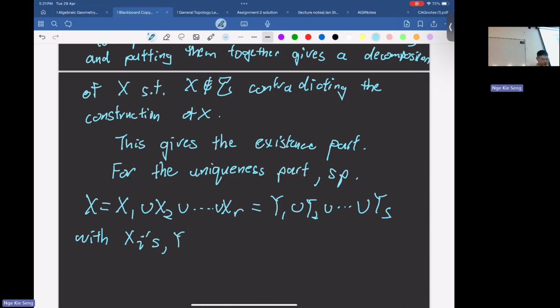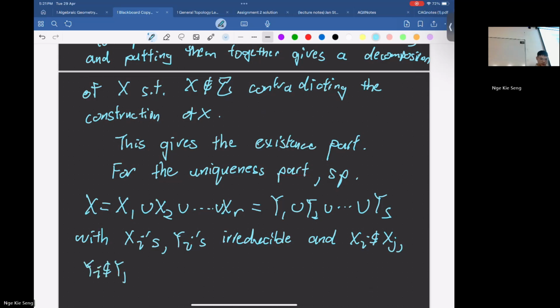But we know that each of them should be irreducible. This is what the statement gave you. We want to split them into irreducible ones. Moreover, they cannot be contained in each other. Probably they could have an intersection, but they cannot contain each other.